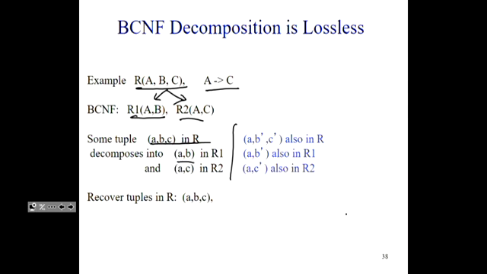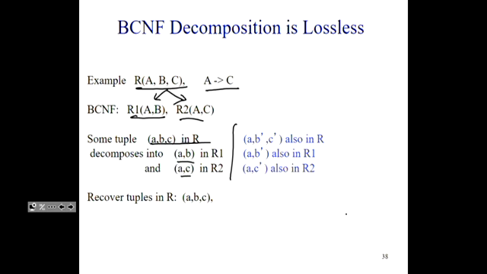This decomposes into AB in R1 and AC in R2. Since I'm exploring the multiplicative effect that you mentioned, I want to figure out if there are other tuples that also share the value of A but have different values for B, and see if they join together to create spurious junk. That's what I want to check.